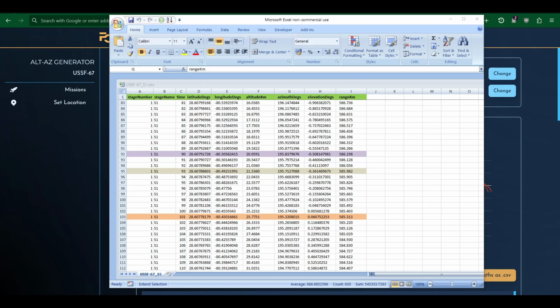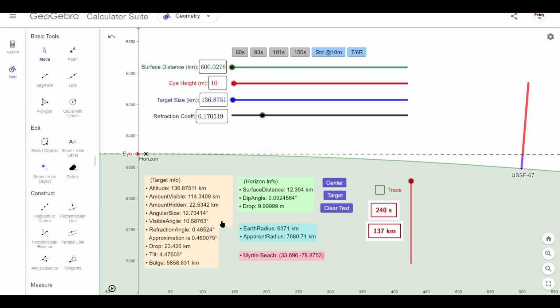The data I'm using is for an observer situated on Myrtle Beach in South Carolina, and I'm interested in the altitude and range information for each second of the flight. And hopefully, using some geometry, I'll be able to see what that data looks like for that observer in terms of angular sizes, visible and hidden amounts.